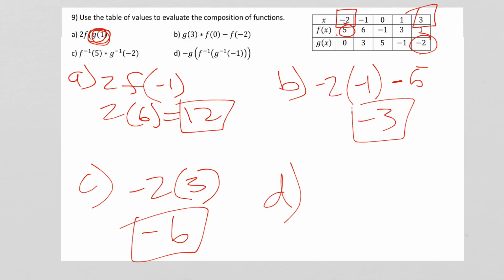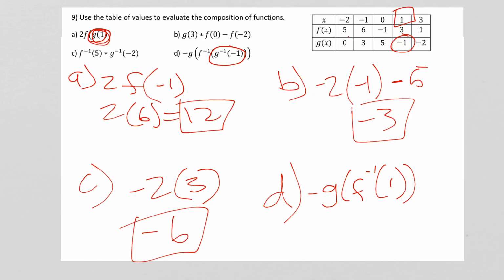Well, D says -g of f inverse of g inverse of -1. Go to the innermost function first. g inverse of -1 is saying, if g has a y value of -1, what's the x value? Well, g has a y value of -1 right there. The x value is 1. So this becomes -g of f inverse of +1.